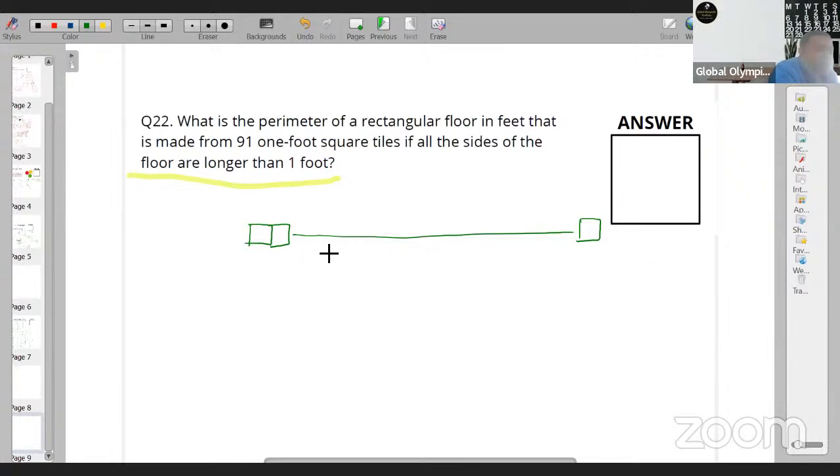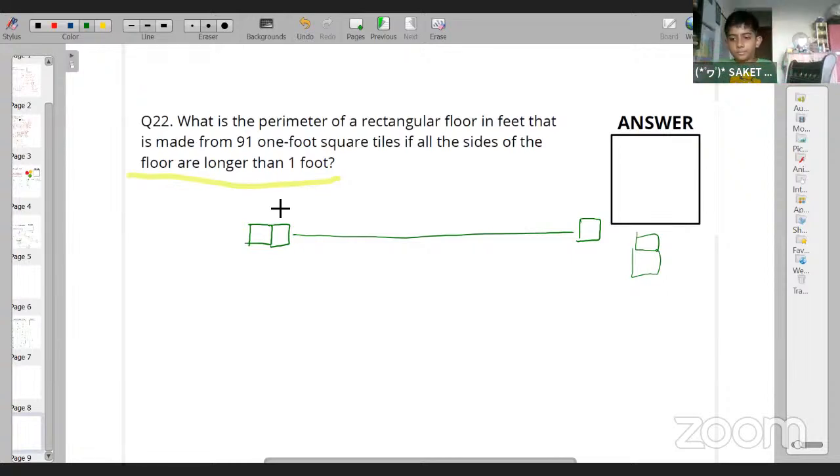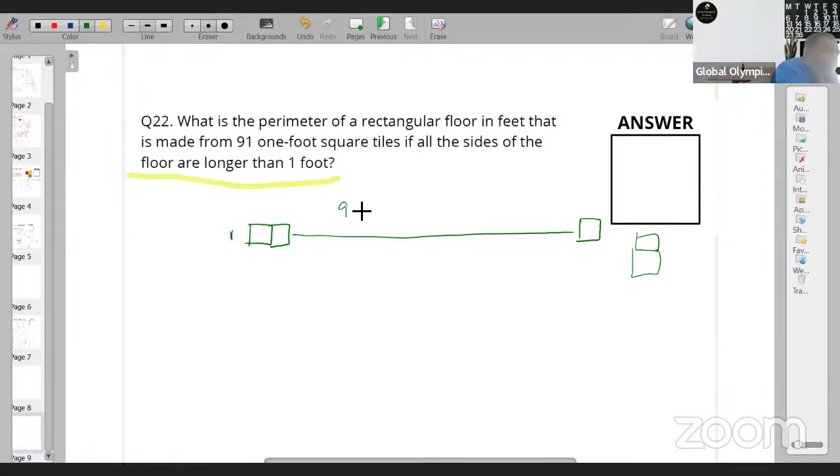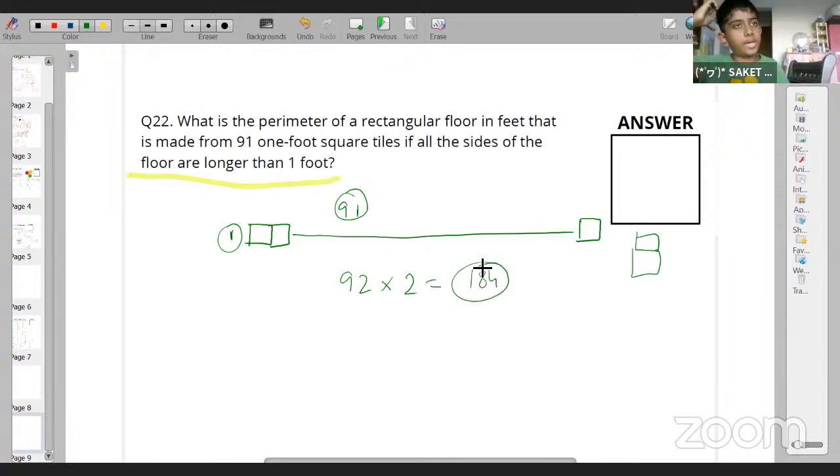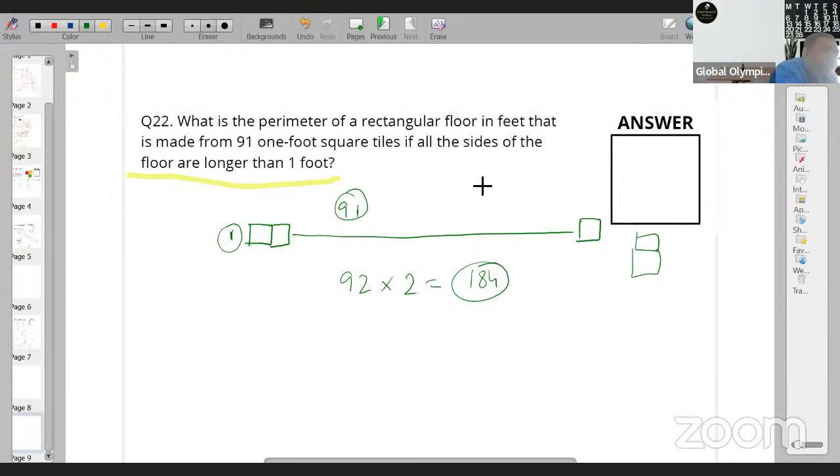I'm just changing the orientation. If I put it like this, I put it like this. It's the same thing, correct? Yeah. So then in that case, I would have had a 1 into 91, and that would have given me the largest perimeter. So that would have given me a perimeter of 92 into 2, correct? Yeah. That would have been 184. Wait, no, 200 minus 16, which is 184. Yeah, 184. Correct.